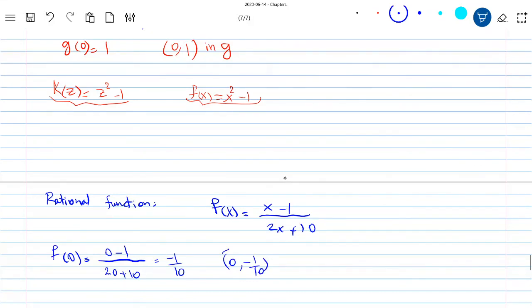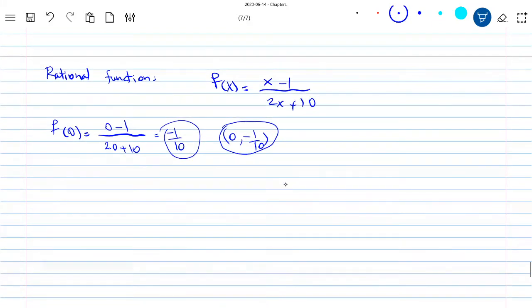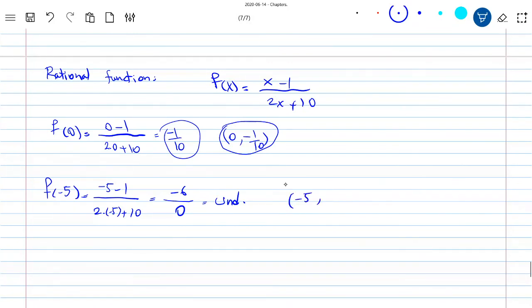They do not always want you to find it in ordered pair form. They just ask you what the y value is, and you say negative 1 over 10. So if the given x value is 0, the y value is negative 1 over 10. What if the given x value is something like negative 5? What do I get? Negative 5 minus 1 divided by 2 times negative 5 plus 10. If you simplify it, you'll get negative 6 divided by 0. What is negative 6 divided by 0? It is undefined. So what does it mean? That means if you give me negative 5, I cannot give you any y value. This is not possible. This is undefined.